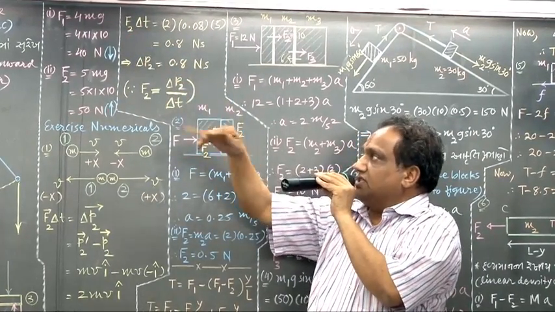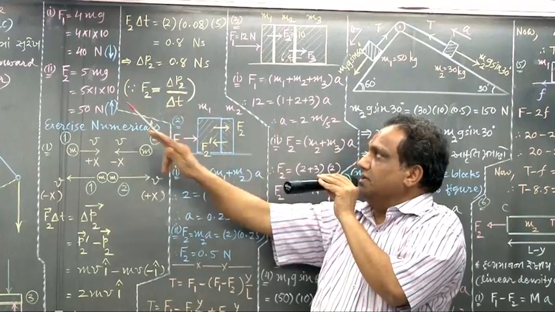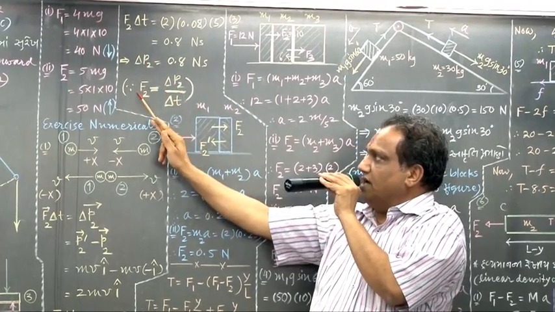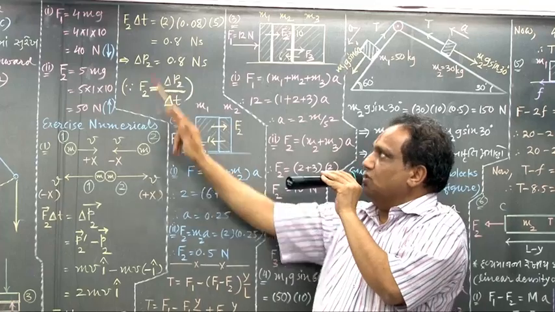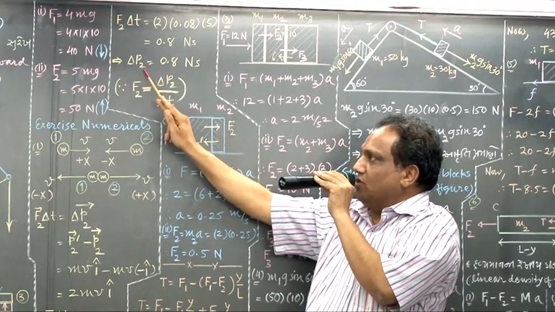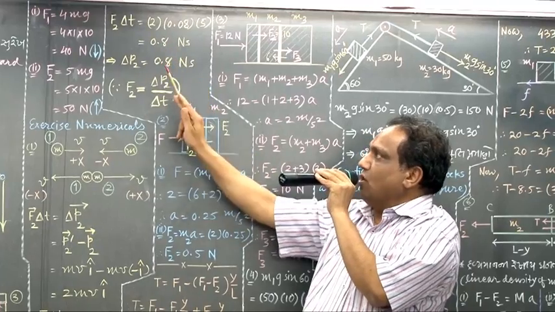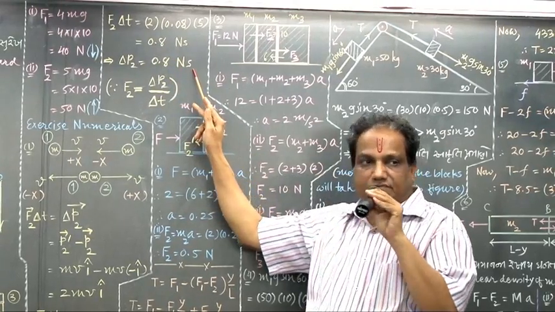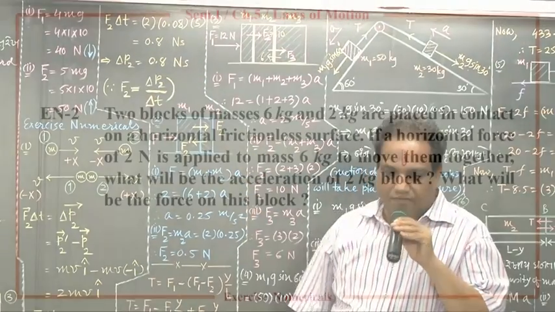They have also asked the change in momentum of either body. So you know F2 into delta t is as good as delta P2. So this itself gives you delta P2, that is, the change in momentum of the second body will be the same, 0.8 newton second. You know. Next.